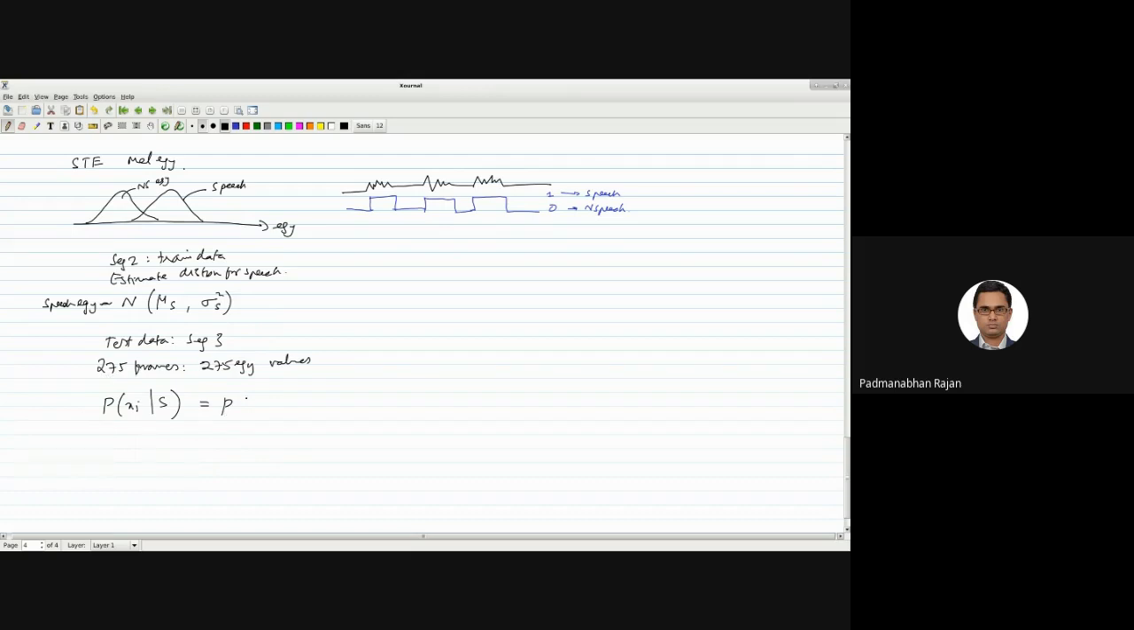You will see whether this p is greater than some threshold p star. You fix one initial threshold, and you do this for all the i's. i goes from 1 to n, where n here is 275 energy values for segment 3, which is your test data. Find out how many of these probabilities are greater than this threshold p star.